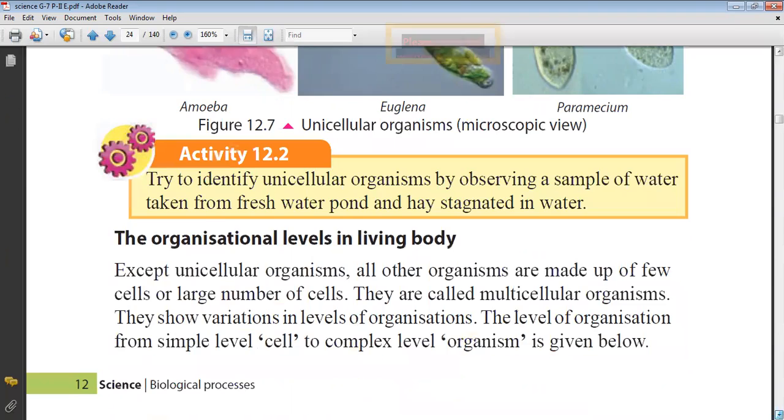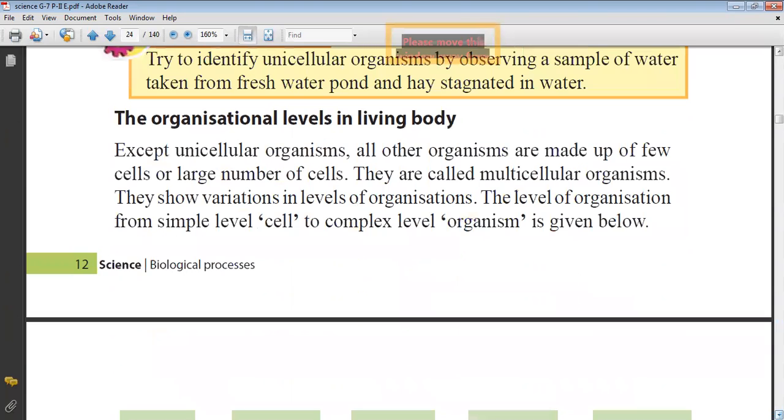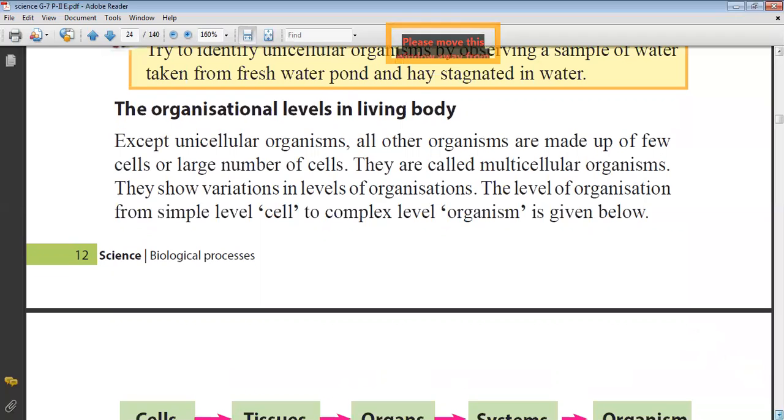The organizational levels in living bodies. Except unicellular organisms, all other organisms are made up of a few cells or a large number of cells. They are called multicellular organisms. They show variations in levels of organization. The level of organization from simple level cell to complex level organism is given below.